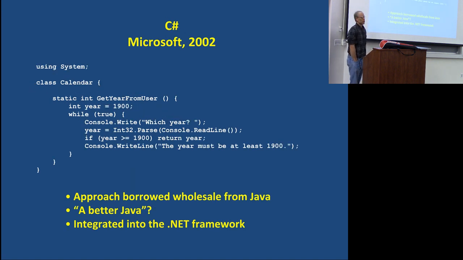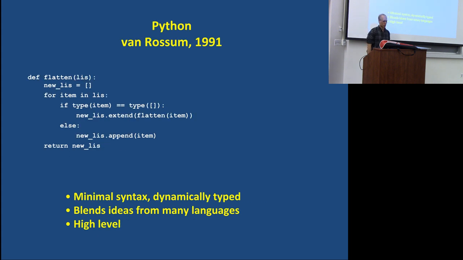C#, as I mentioned, was Microsoft's take on Java. So it came on in 2002. And as you'll see, it looks a lot like Java. And Python's actually older than Java, although Python goes through versions, radically different versions. So anyway, that's where things came from.